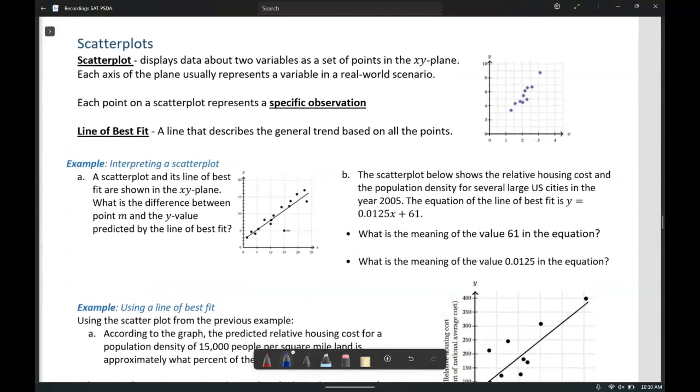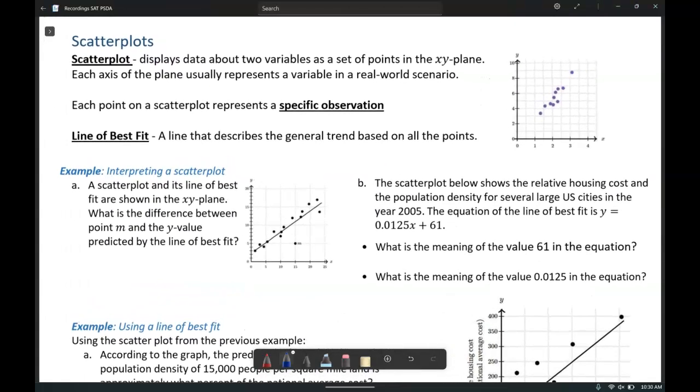A common way that data can be represented is also through a scatter plot. Scatterplots display bivariate data as a set of points on the xy plane. Each axis represents a variable in the real-world scenario. Each point on the scatter plot represents a specific observation or a single data point.